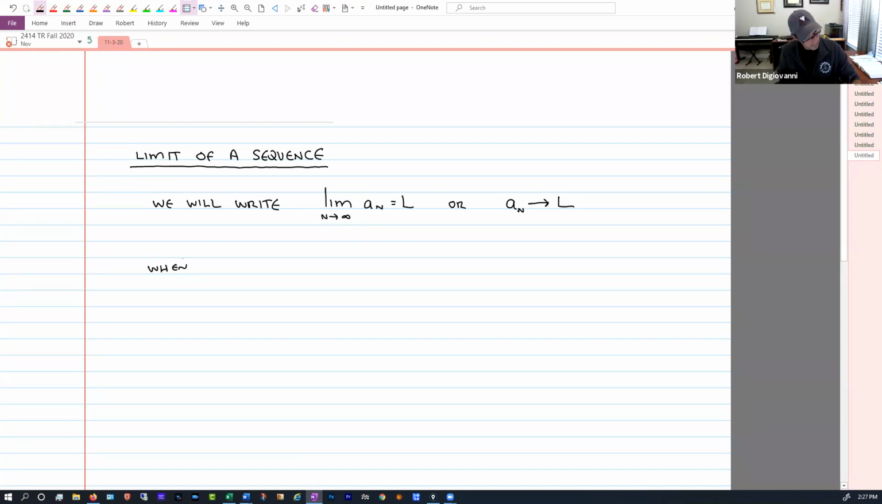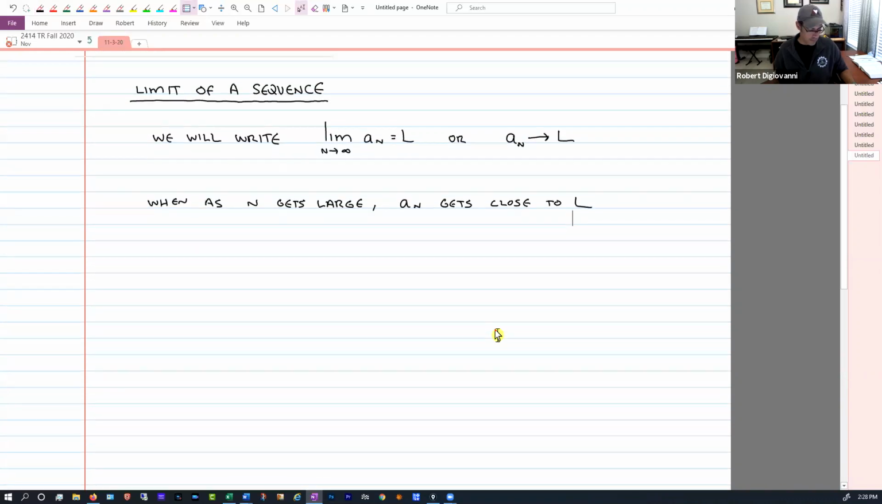when, as n gets large, a sub n gets close to L. So this is slightly new notation. As an example, the sequence a sub n equals 1 over n has an arrow to 0. That sequence, 1 over n, has a limit towards 0.